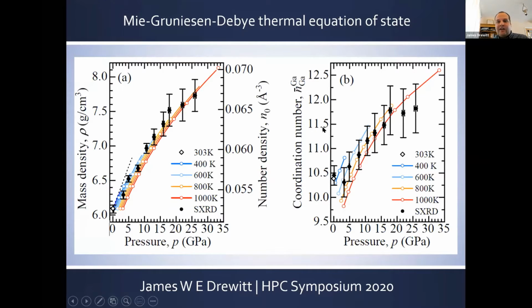And I also show here on the right hand side the gallium-gallium coordination number for both the experiments and simulations, which show similar trends, where at ambient conditions the liquid coordination number is around 10, which is lower than the typical value of between 11 and 12 found in other liquid metals. But with increasing pressure and hence densification, the coordination number increases to a value approaching 12, which is consistent with a simple close packed structure.